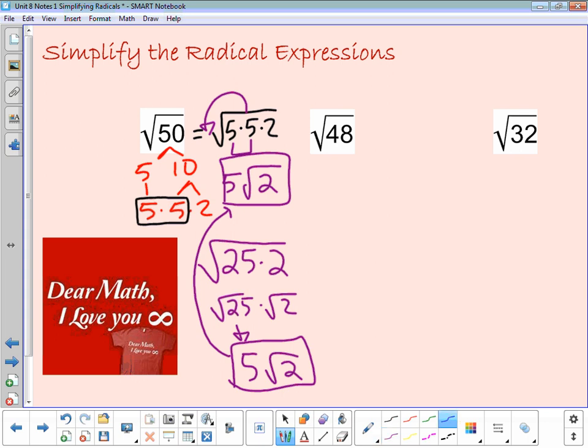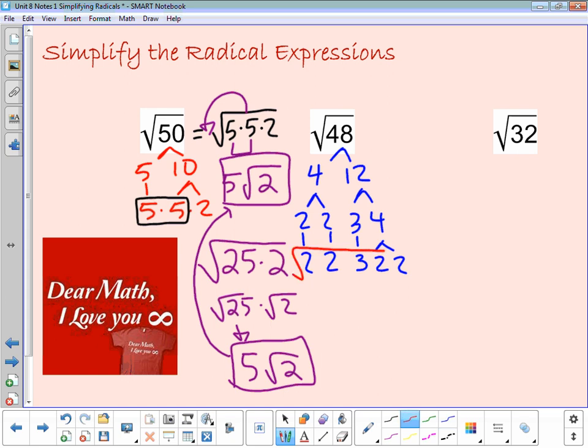So if I look at the square root of 48, I'm going to break that down into 4 and 12. Okay. Then I'm going to break the 4 into 2 and 2. I'm going to break the 12 into 3 and 4. I have one more thing to break down. 4 is 2 and 2. This 3 comes down, that 2 comes down, that 2 comes down. And now I look for my pairs because again, these are all under the radical. So if I'm going to look for pairs, I have a pair here that's going to come out front. I have a pair there that's going to come out front.